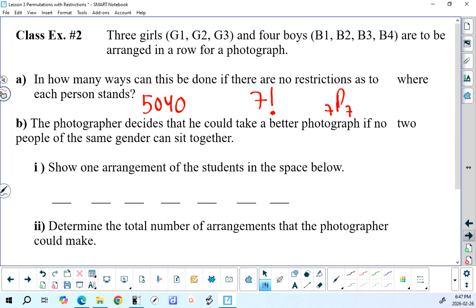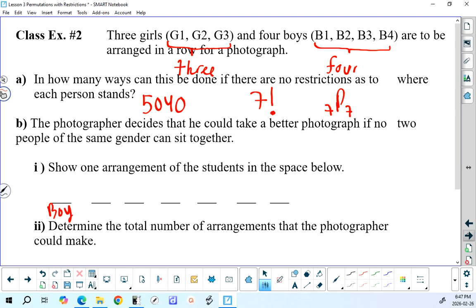Now, the photographer decides that it will be a better photograph if the genders alternate. So wherever you look in the line of people, it's got to be boy, girl, boy, girl. Girl, boy, girl, boy. You can't have 2 boys next to each other and 2 girls next to each other. And with a little bit of thought, you realize since there are 4 boys, and there are only 3 girls, you have 1 more boy than girl.